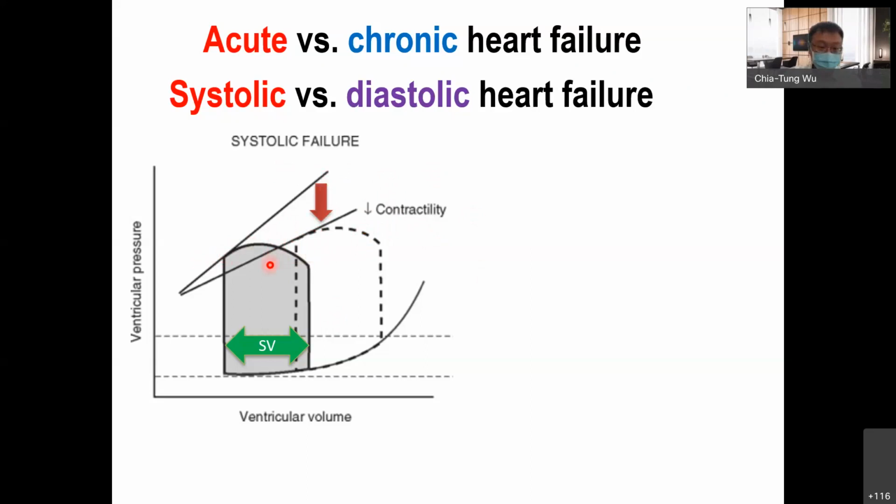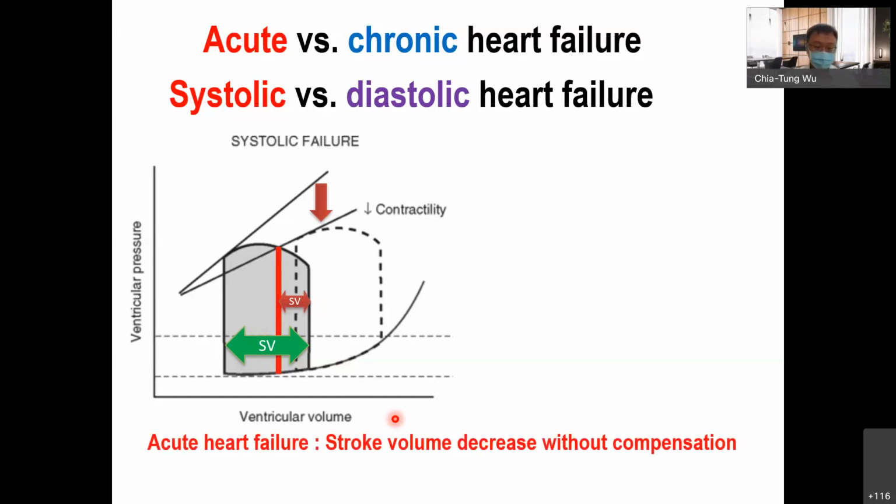So if your aortic valve closes here, what will happen? Then your loop will close here. Then this will be your new stroke volume. You can see that this is your original stroke volume, this is your new stroke volume. So you have a very low cardiac output, which is very dangerous. So this is called acute heart failure, usually caused by a sudden condition such as myocardial infarction.